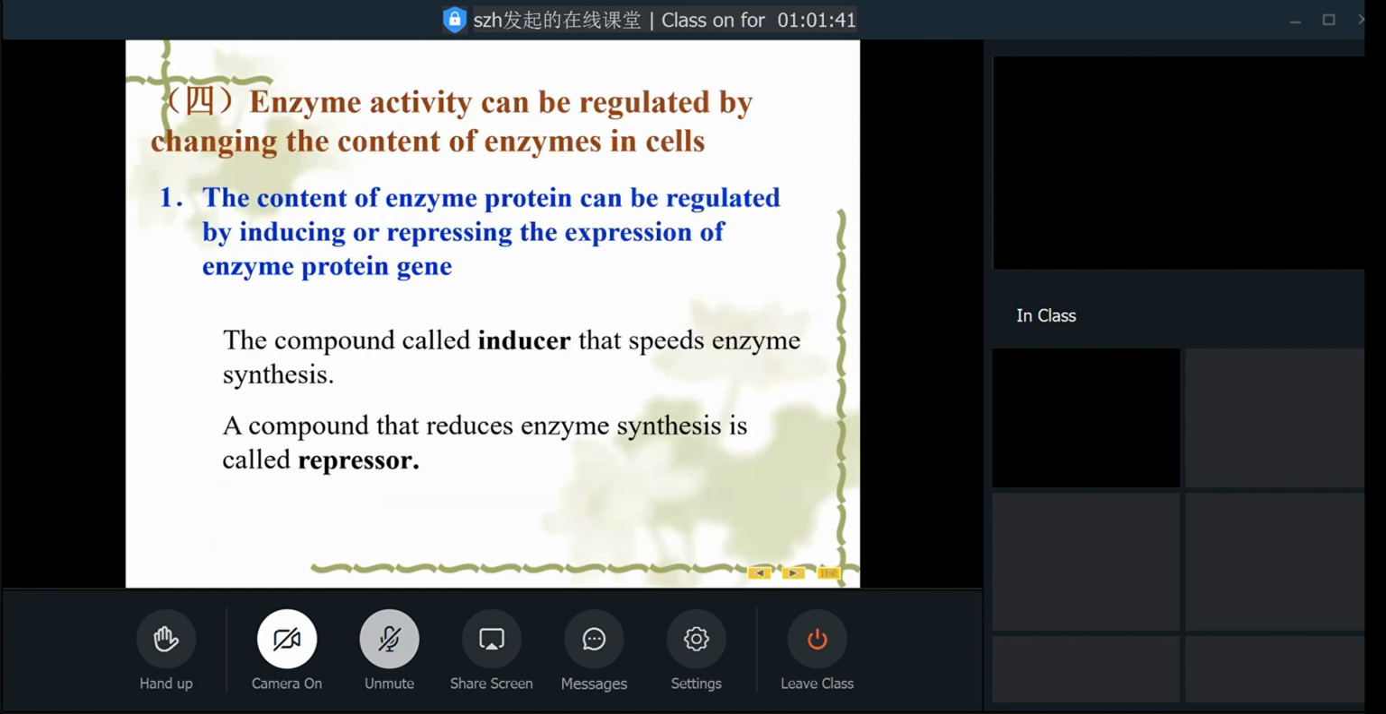regulated by changes in concentration, which is slow regulation. One is induction. For example, every time you give a bowl of food to a dog, the dog may see its food coming and begin to secrete digestive enzymes. It's all induced. You can say the content of the enzyme protein can be regulated by inducing or repressing the expression of the enzyme's gene.